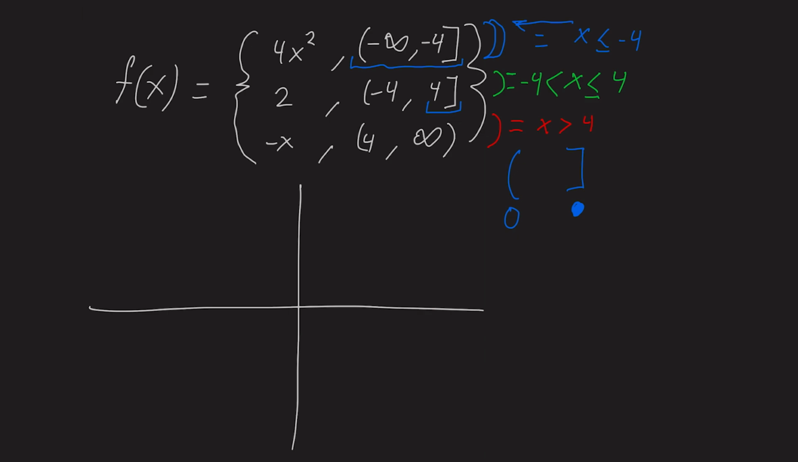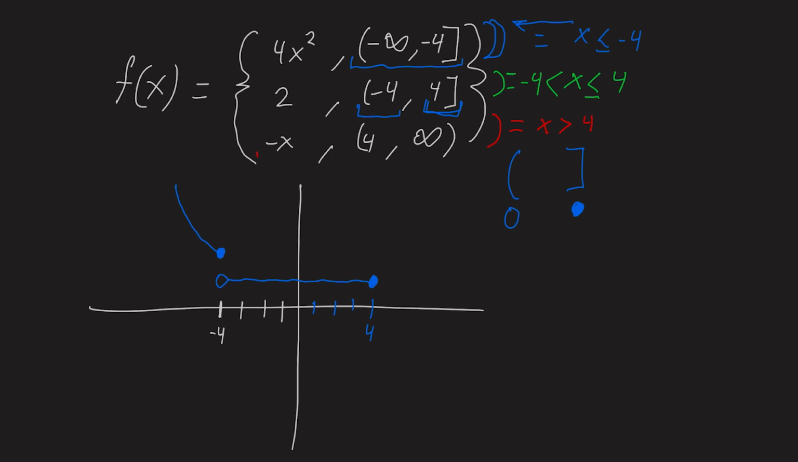So on the interval negative infinity to negative 4, I'm going to denote this place right here as negative 4. We're going to have 4x squared, and I'm going to denote that like this. Okay? And it is including negative 4, so we are defined there. We're going to have a closed circle there. Next, it's going to be y equals 2 from negative 4 all the way up until 4 over here. So we are starting with an open circle because our interval does not include negative 4, and we're going all the way up until 4. Now our interval does include 4 here, so we're going to have a closed circle.